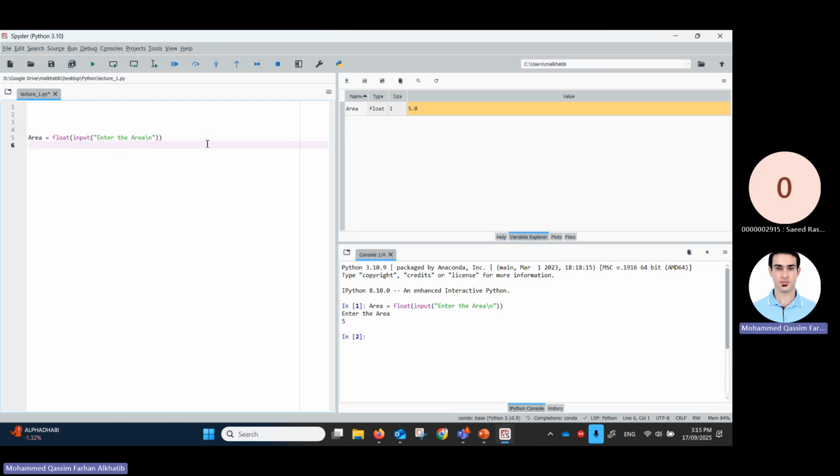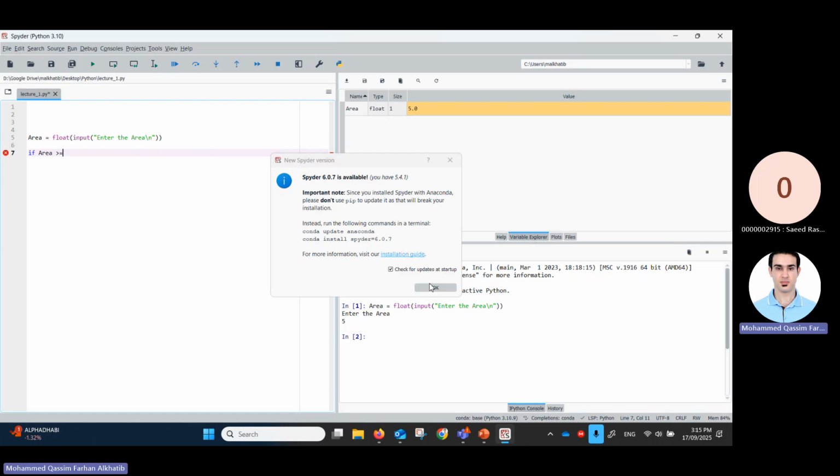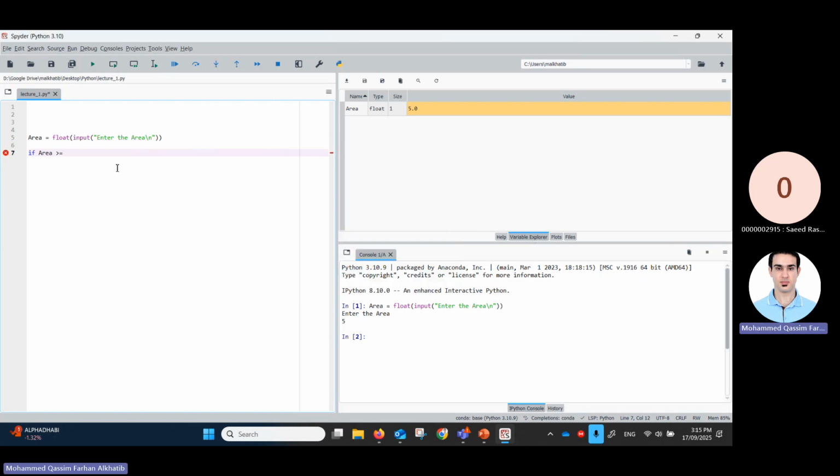Okay, so let's apply the condition: if area larger than or equal to 0. Let's not forget the colon. And the good thing about Spyder, when you hit enter, it will automatically add this space. This is what we call indentation. And in Python, indentation is very important. Let's say, for example, you did not write it there, you write it here.